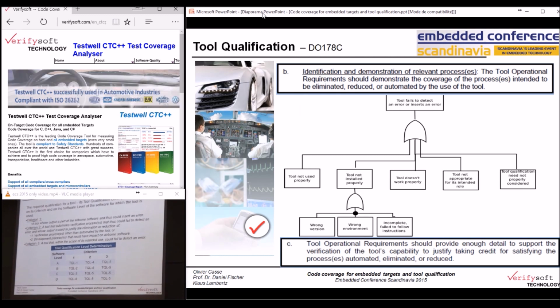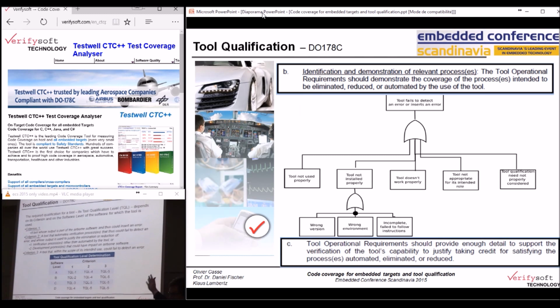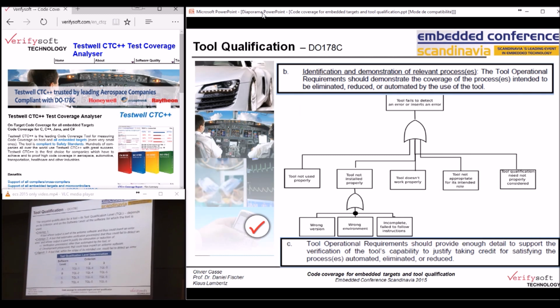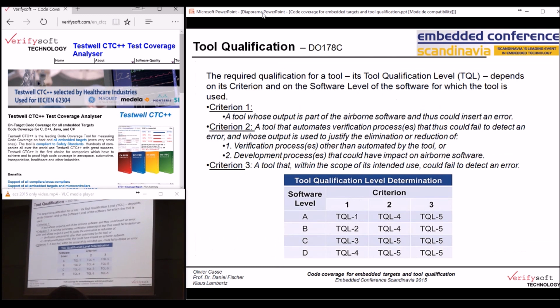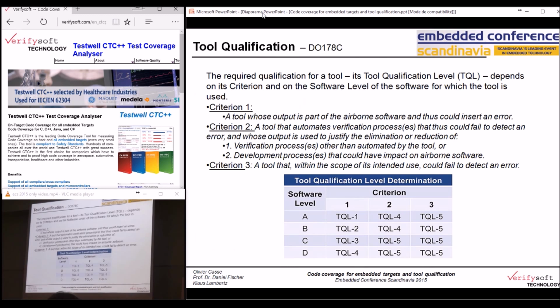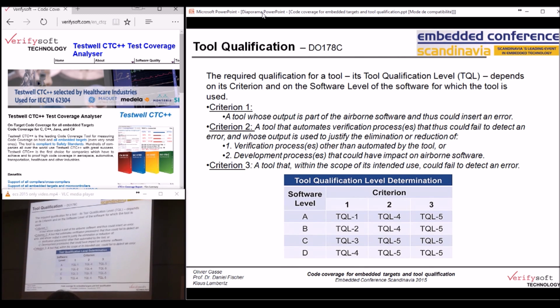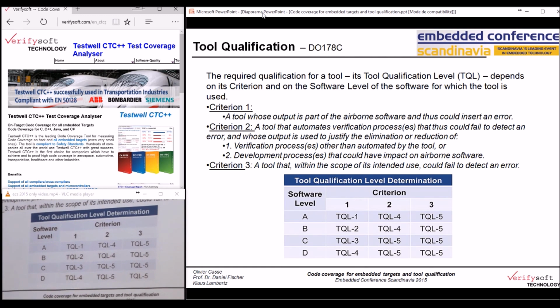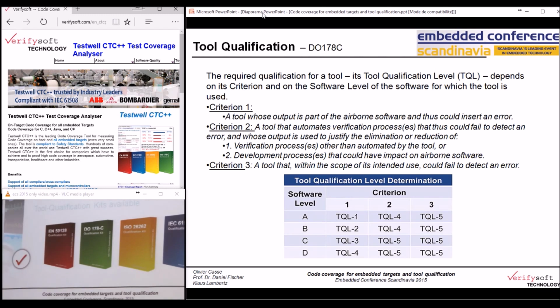So the goal of tool qualification is to help the user write the documentation that will be part of the certification folder. And here he needs to choose which level of qualification he has to achieve to prove that it's working correctly.